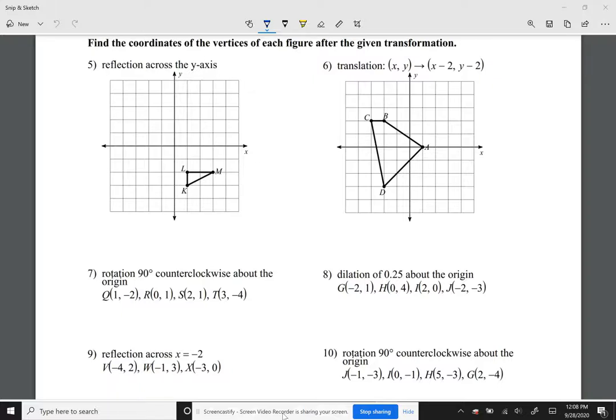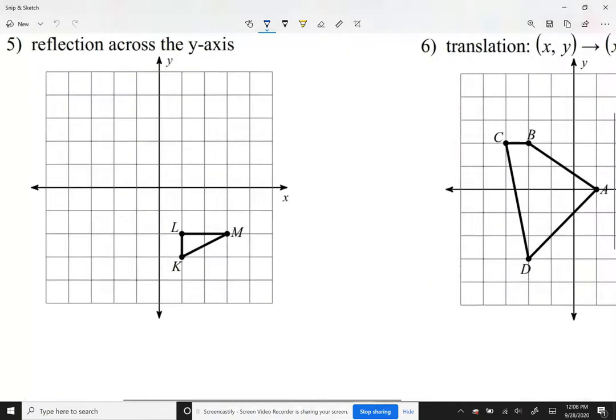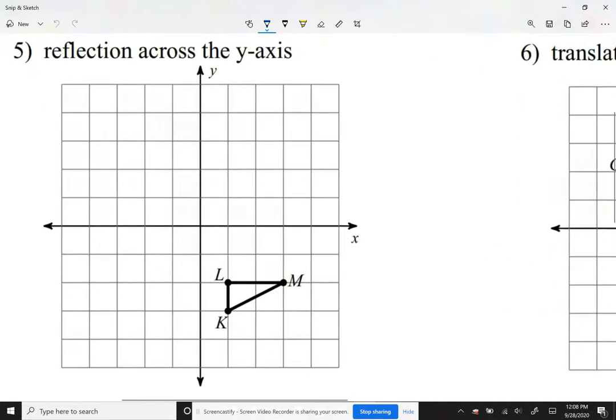All right, so now our homework for today is going to be called translations, reflections, rotations, or dilations. So I'm dealing with all transformations, but in this case I'm just going to deal with one. So let's take a look at question number 1.